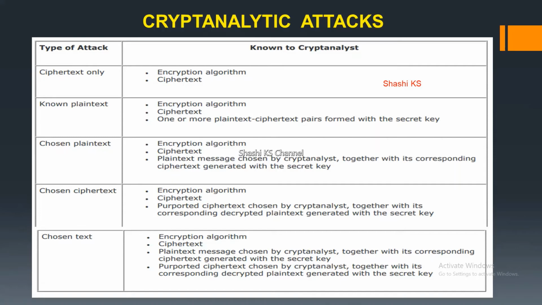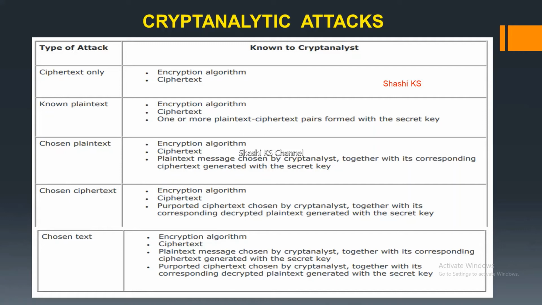So in this known plaintext attack, the attacker might get hold of some plaintext-ciphertext pairs, one or more. Along with that, he may also have possession of the ciphertext and the encryption algorithm. So in this case, based on this knowledge, he may try to find out the secret key.